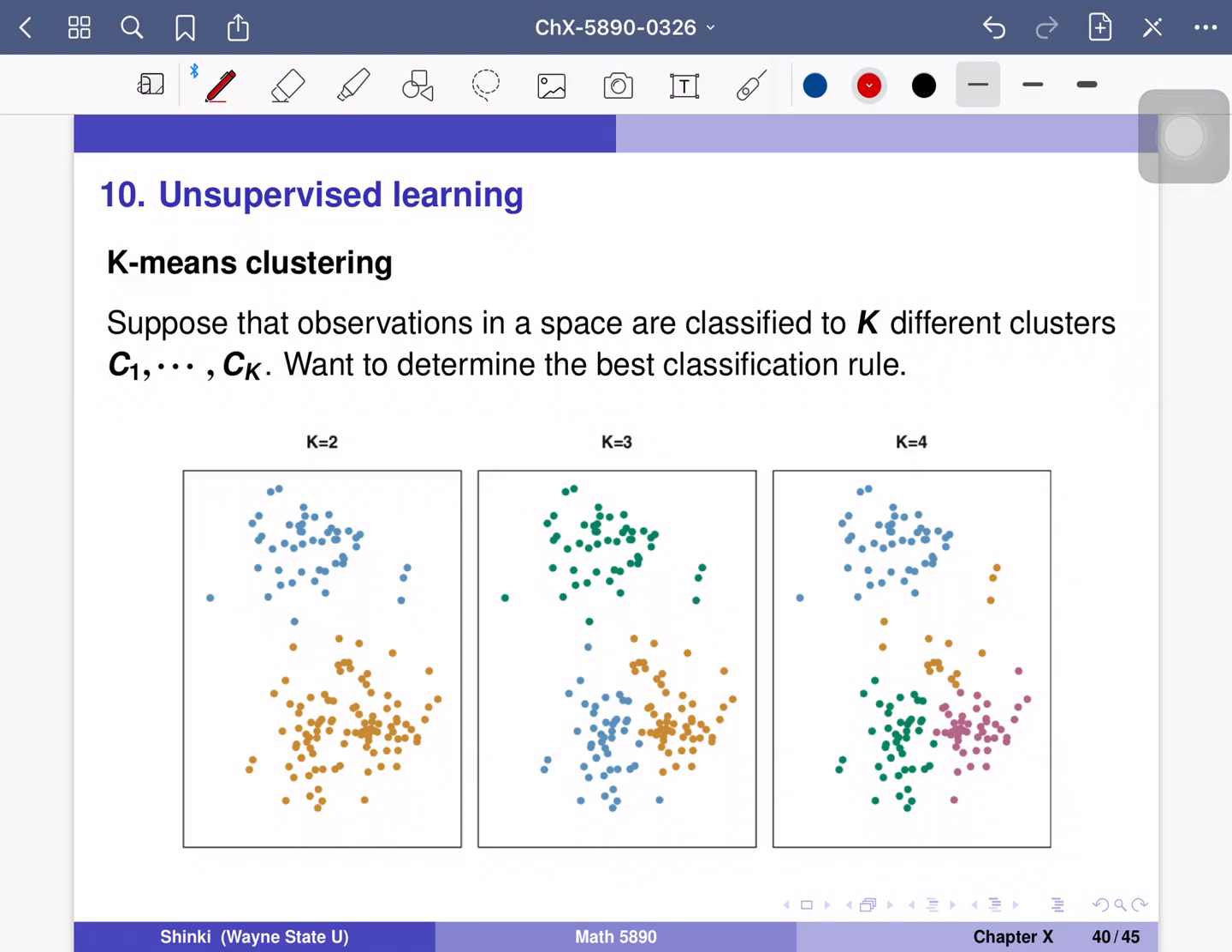Hi everyone. So the last section is clustering. So we want to study K-means clustering and hierarchical clustering. So first we want to study the K-means clustering.